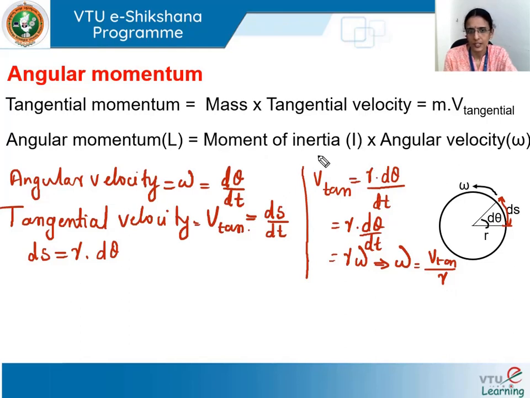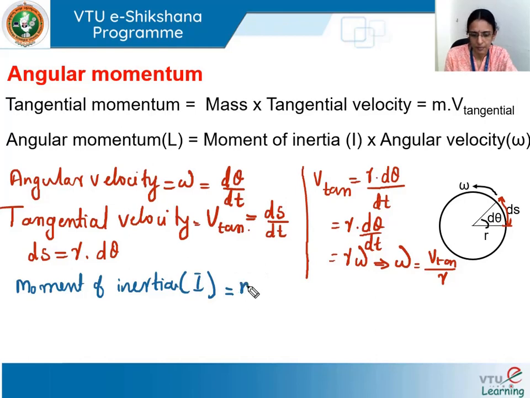Next, we have this moment of inertia. What is moment of inertia? Moment of inertia, which is represented as I, is the second moment of the mass, that is mass multiplied by the square of the distance. Here we are talking about the mass moment of inertia, which is the second moment of the mass. So, mass multiplied by distance square.